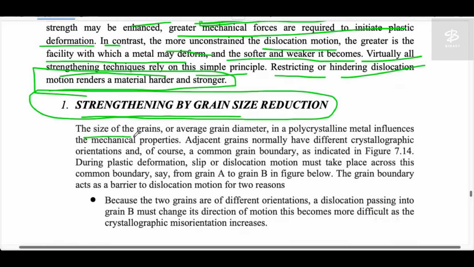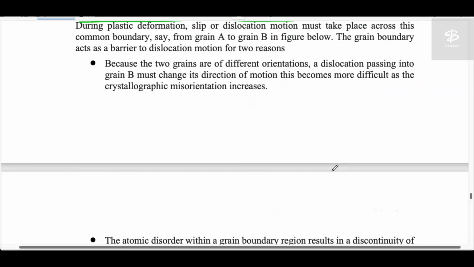The size of the grain, or the average grain diameter, in a crystalline metal influences the mechanical properties. Obviously, the mechanical behavior will be affected by your grain size and grain diameter. In a polycrystalline metal it is most important, and that will basically define your mechanical properties. Okay, so adjacent grains normally have different crystallographic orientations and of course common grain boundaries, as shown in the figure. Figure is here.